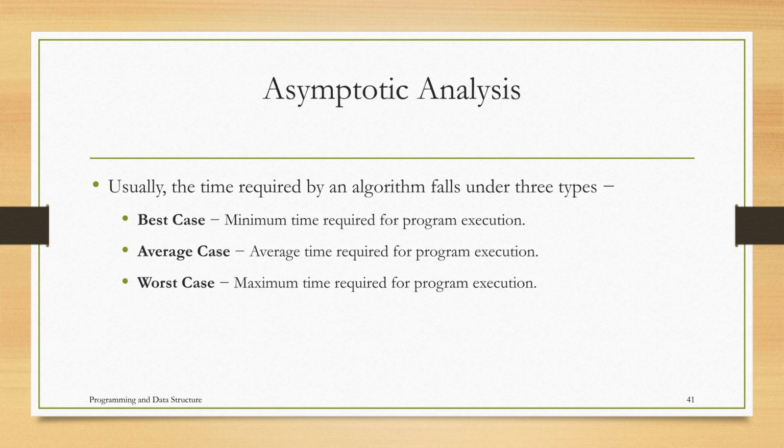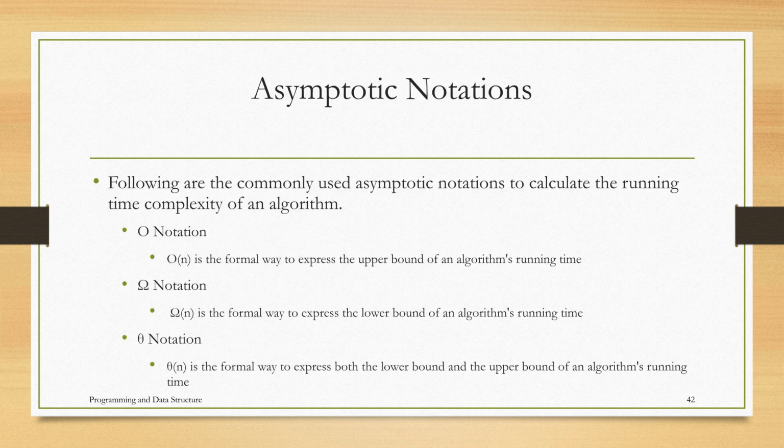We typically analyze the asymptotic behavior for very large problem sizes to understand which algorithm performs better in the long run. Asymptotic analysis defines the mathematical boundaries of an algorithm's runtime performance. It allows us to determine the best, average, and worst case scenarios. Commonly used asymptotic notations include O, big O for upper bounds, Omega, big Omega for lower bounds, and Theta, big Theta for both upper and lower bounds of an algorithm's running time.